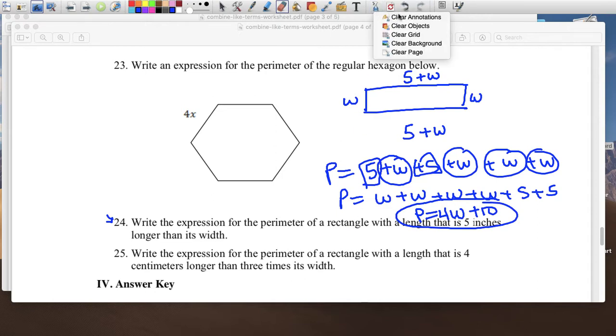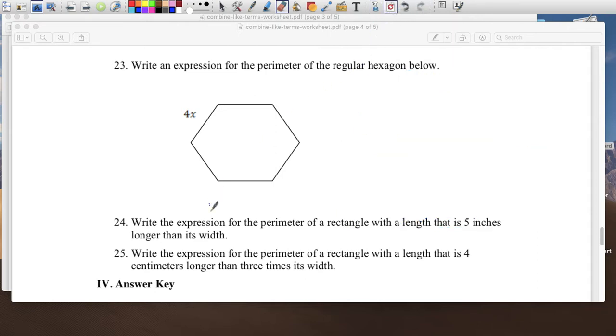Since I'm at it, let me do 25, although I don't think I gave it to you guys. Write the expression for the perimeter of a rectangle with the length. Again, here is the perimeter, and it's talking about the length. What about the width? Did they say anything about the width? No, so let's just write that the width is the width. So this is the width right now. It's represented by w. So the length is 4 centimeters longer. So 4 centimeters longer would be 4 plus then 3 times the width.